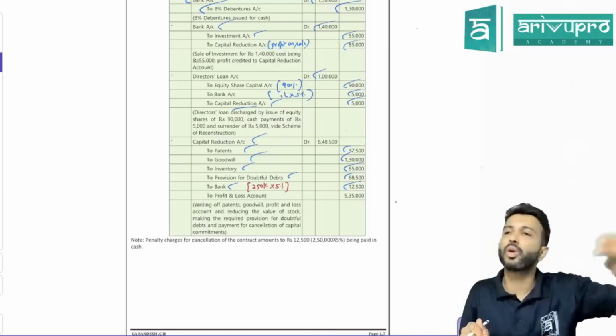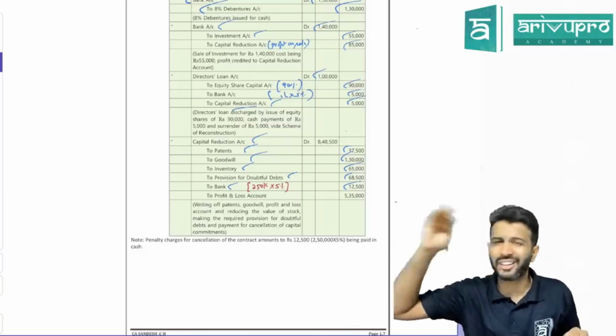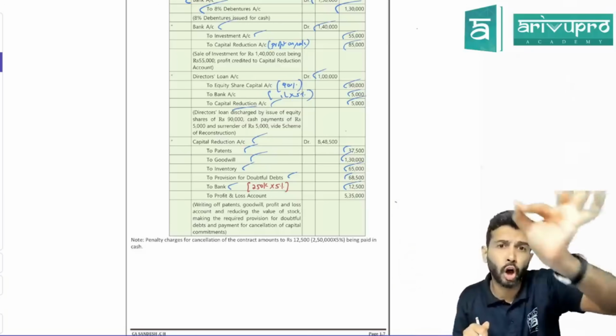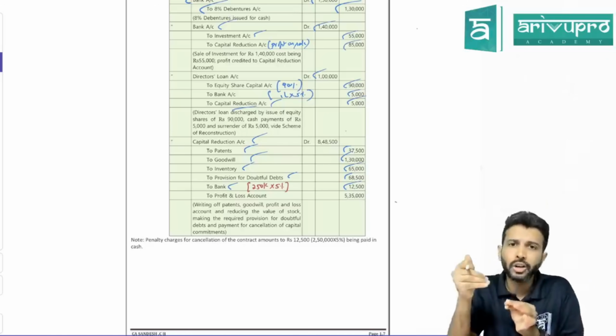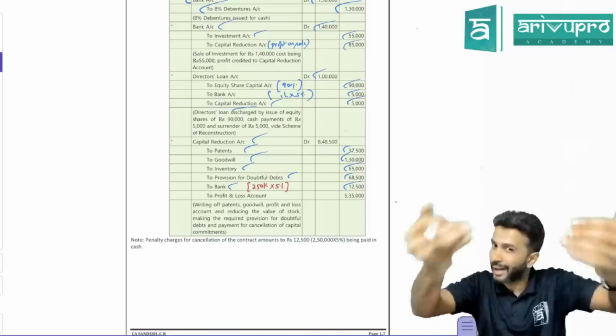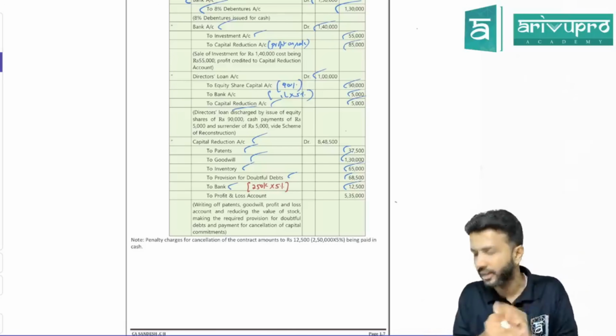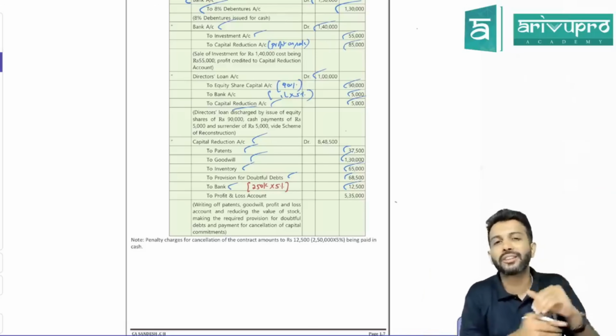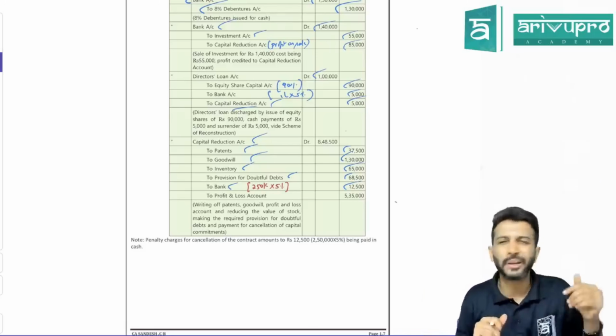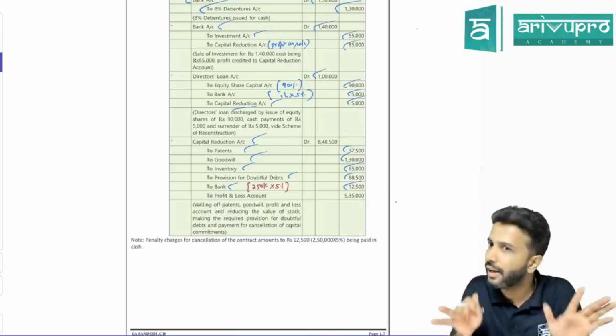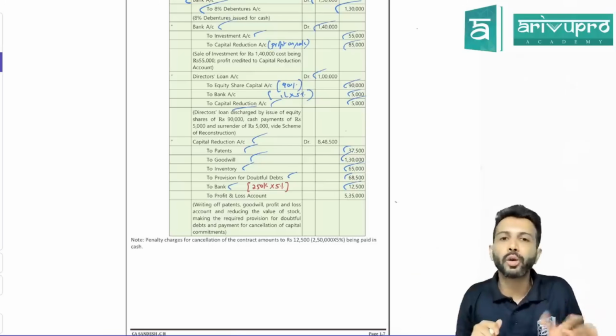Then point number 2 is your non-current liabilities. Under non-current liabilities, you will show long-term borrowings. Under long-term borrowings, you will show debentures, bank loan, if any. I think it is there here. Then all your current liabilities like creditors, outstanding expense, bills payable, etcetera will come. Then Roman letter 2, assets.